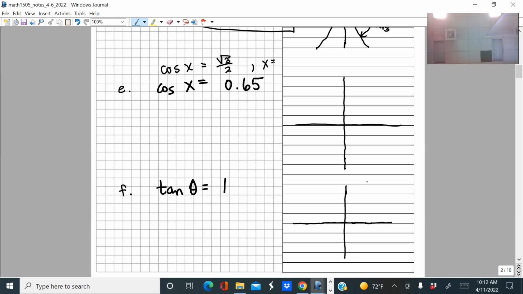What's the first one you think of? Pi over 6, right? Yeah, right. Okay. So pi over 6, its cosine is square root of 3 over 2. So we know a solution to this equation has to be pi over 6. So we can easily, by inspection, come up with one solution to this equation.